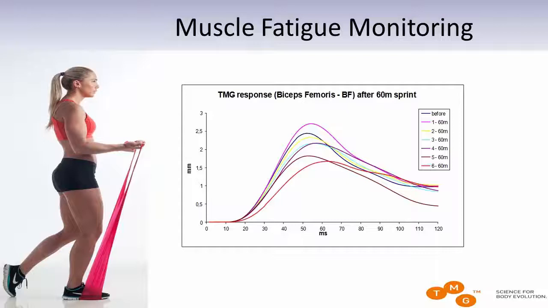And then after each run, you get a shift down and to the right. So more and more fast twitch muscle fibers are not firing because they're just too tired to participate. So why would you do that? To see how many runs, how many sets of a certain exercise a certain individual can take before fatiguing too much.